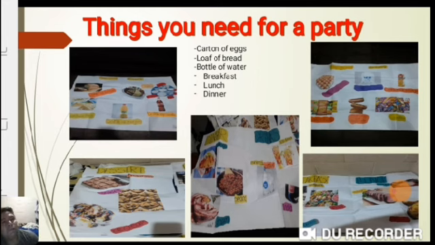In this case, we have very interesting vocabulary such as carton of eggs, loaf of bread, bottle of water, breakfast, lunch, and dinner. And it's important, if we are going to talk about vocabulary, that you pronounce first all the words that are new for them and then ask them to repeat one by one in order to let them know, understand, apply, and also pronounce in a better way the words that they see, in this case on the board, through posters, etc.